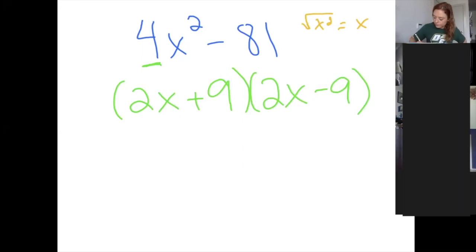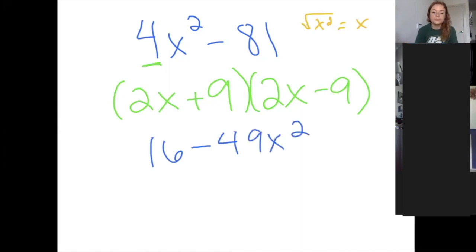So let's think about what if it was flipped around and it was 16 minus 49x squared. What do you think? Is it still a subtraction? Yeah. Are 16 and 49 perfect squares?